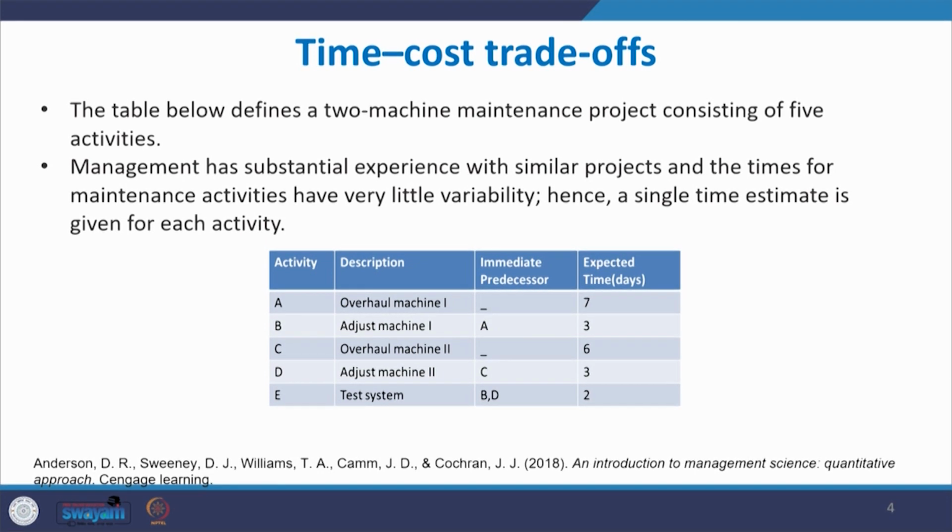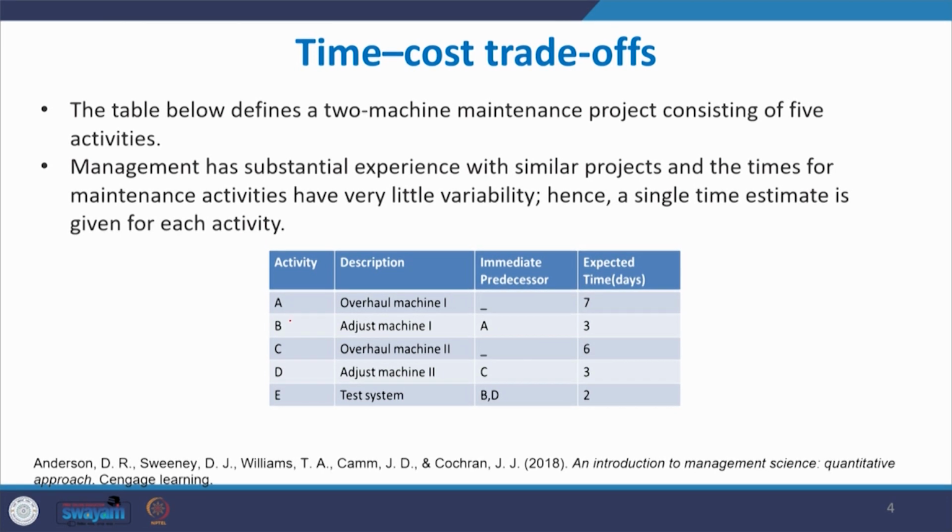The reference for this problem is the book by Anderson et al. What does this problem say? There is a two machine maintenance project consisting of 5 activities. They want to do maintenance for 2 machines, and for that there are 5 activities. Management has substantial experience with similar projects, and the times for maintenance activities have very little variability. Hence, a single time estimate is given for each activity.